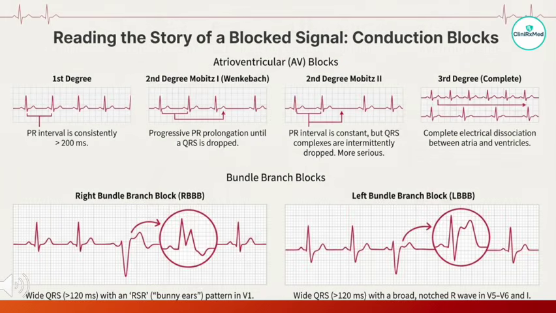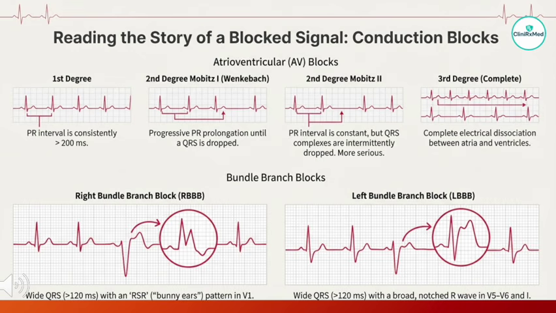Sometimes the electrical signal is delayed or blocked. In atrioventricular or AV blocks, we see everything from a consistently long PR interval in first degree to complete electrical dissociation in third degree. We also look for bundle branch blocks. A bunny ear or RSR pattern in lead V1 suggests a right bundle branch block.